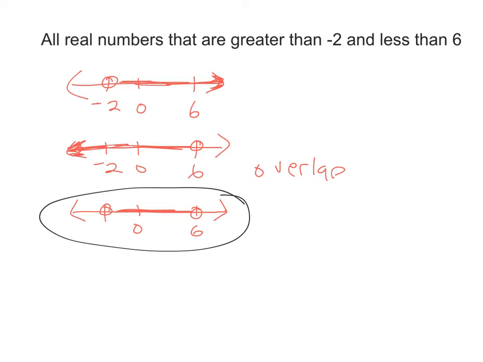Also, our interval notation for this is just one interval. We go from -2 and stop at 6, and they're both parentheses since they're open.